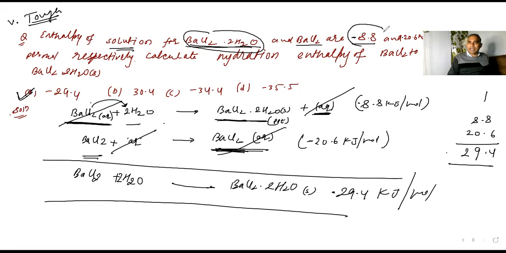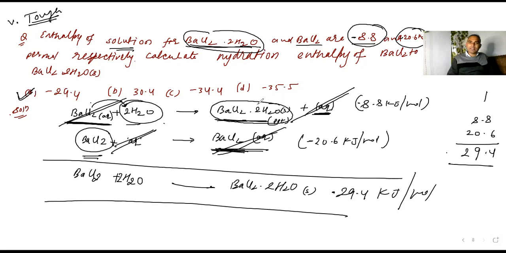They have given minus 8.8 and another minus 20.6, both values they have given. Some terms are not required. Aqueous and aqueous are not required, we cancel them out. Barium chloride aqueous is also not required. So what is left is barium chloride plus 2H2O, and what is required is BaCl2·2H2O. If you add it out, this value will come.